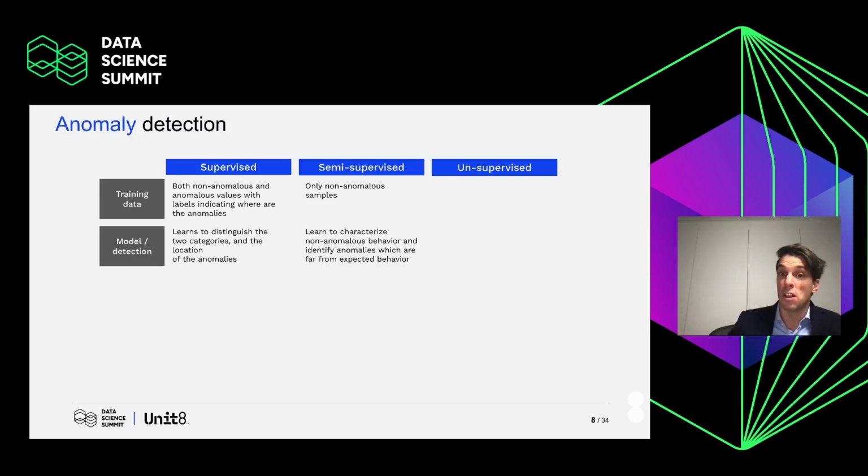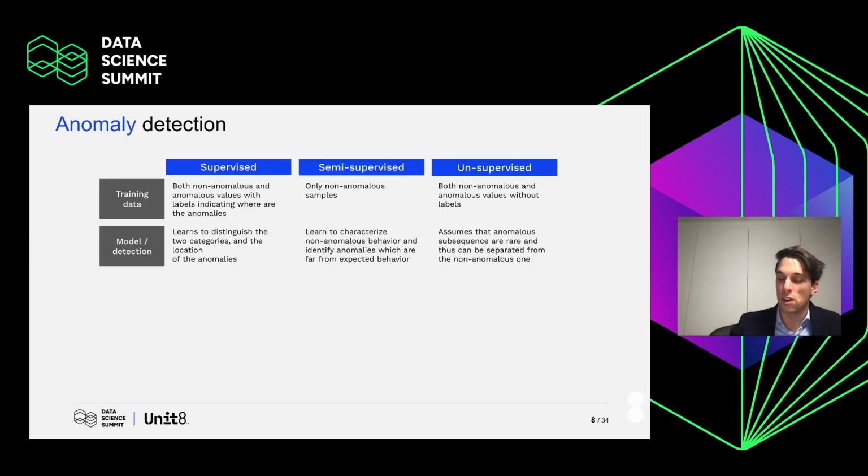So basically the model learns to categorize non-anomalous behavior, and because of that it's going to be able to identify anomalies and flag them if they occur. Unsupervised learning does not assume anything with respect to the training data, which contains both non-anomalous and anomalous values without any labels. However, the model is potentially still able to identify the anomalous behavior based on the assumption that anomalous subsequences within a time series occur quite rarely.